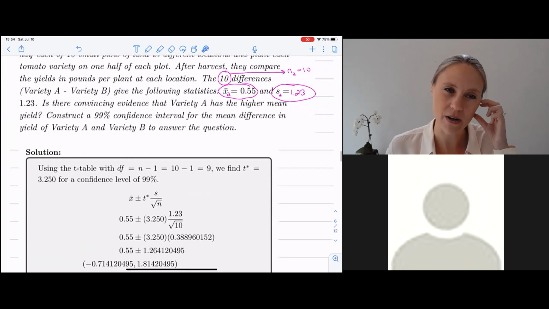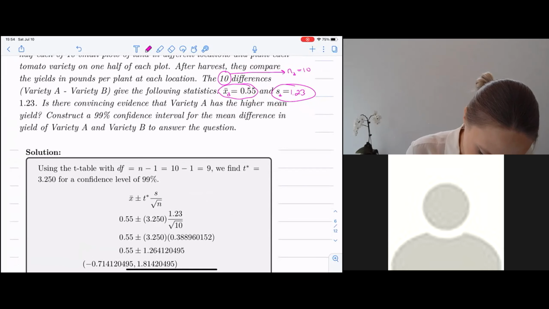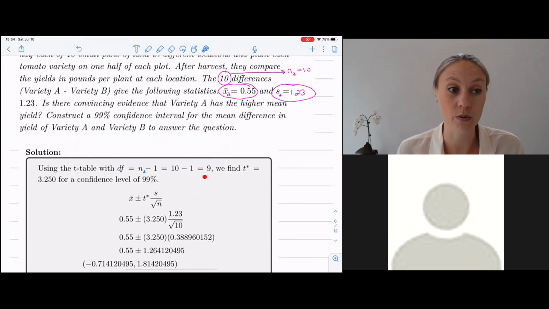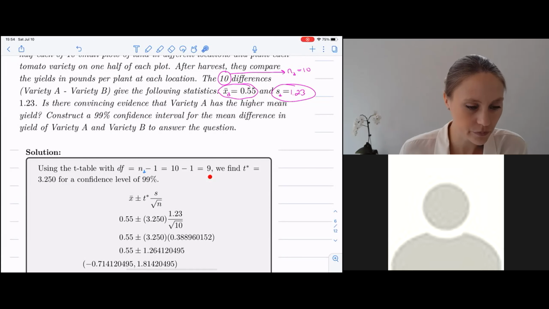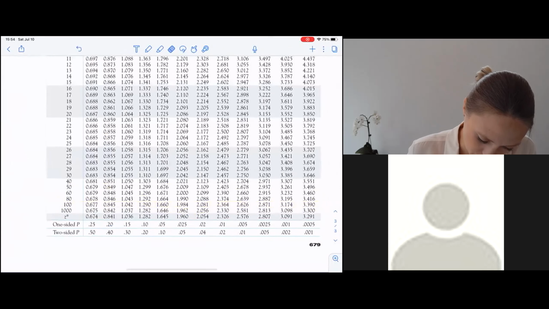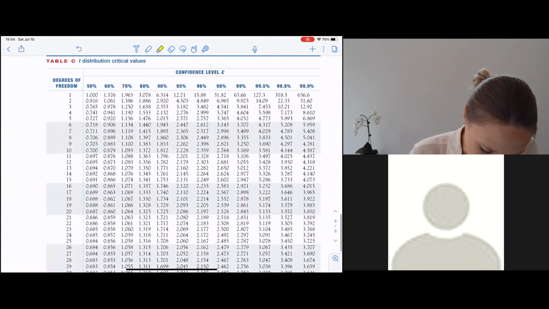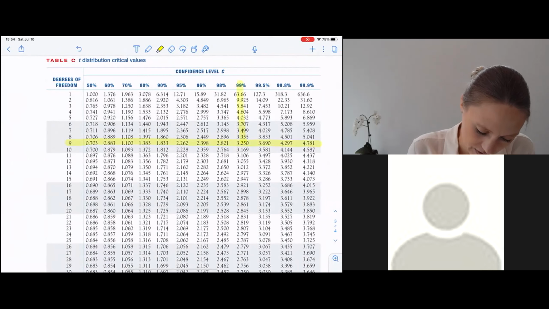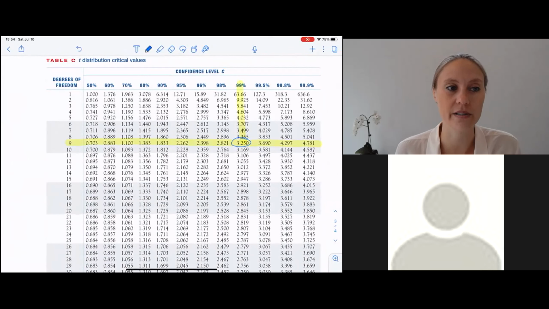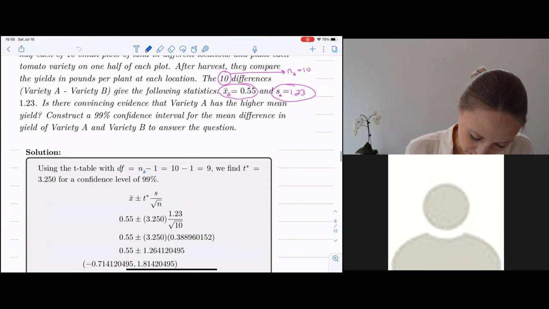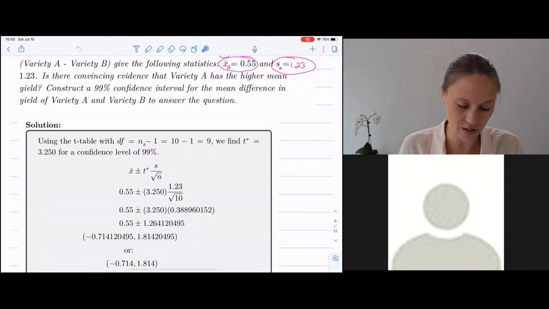So first thing I need to do is find my degrees of freedom, which is just n of the differences minus 1, which is 10 minus 1, which is 9, which is on the table. I have 9 degrees of freedom, and I want to make a 99% confidence interval, and so my T star is 3.250. So I jot that down here. We find T star is 3.250 for a confidence level of 99%.